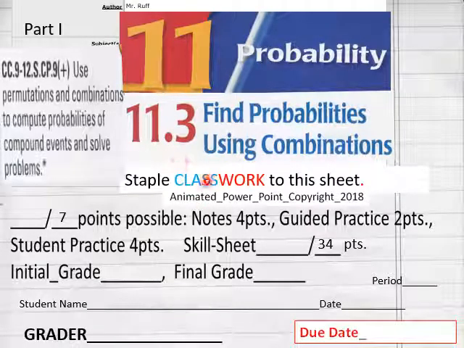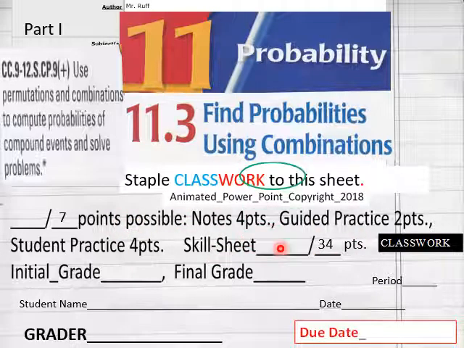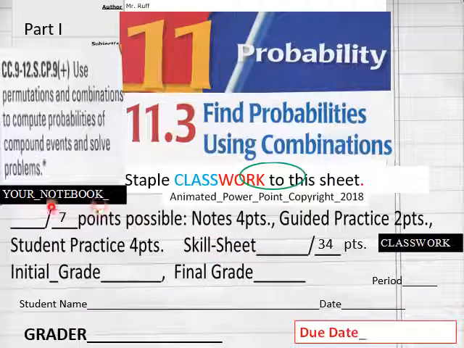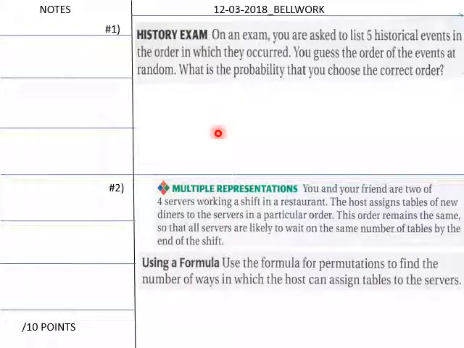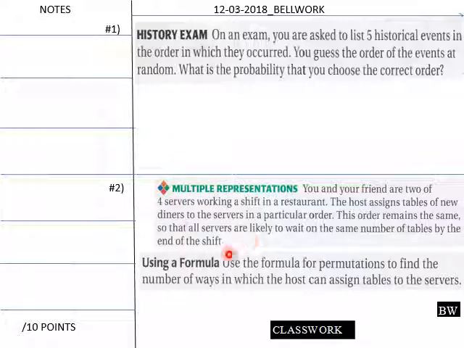11.3, finding probabilities using combinations. We have a 34-point skill sheet for this lesson, and then a 7-point notebook guide for you. This is Part 1. Here's your standard. Okay, today for our bell work, here's our bell work.